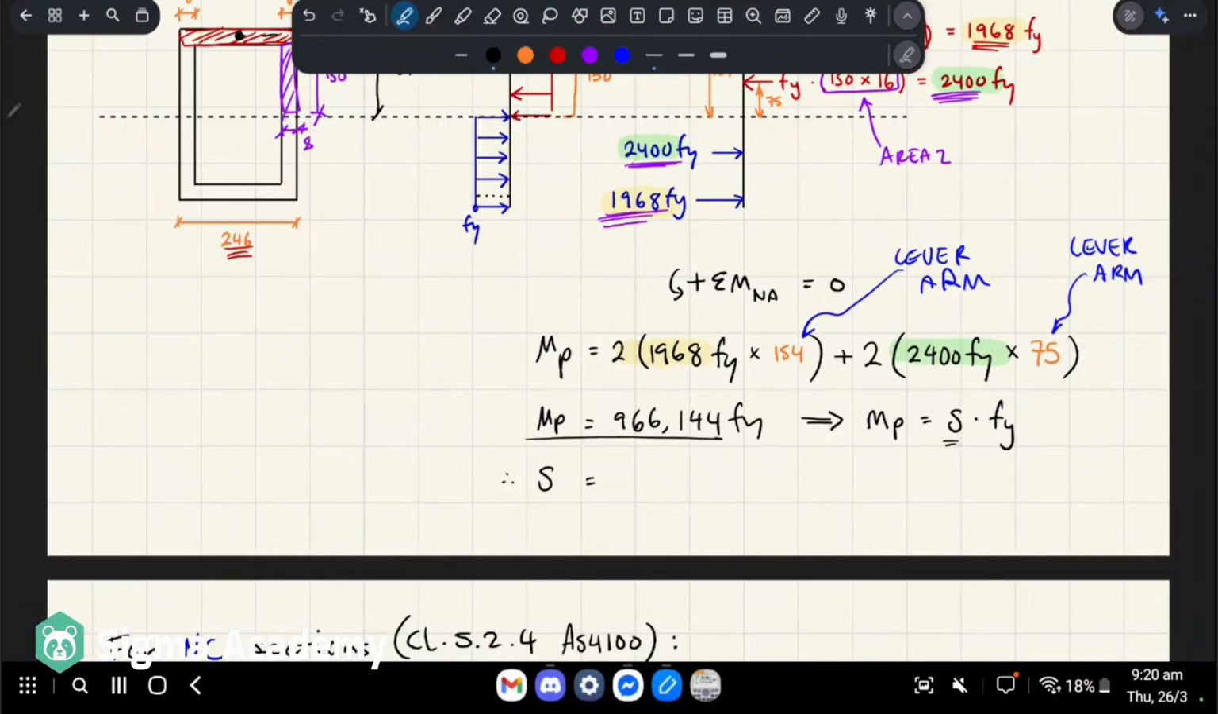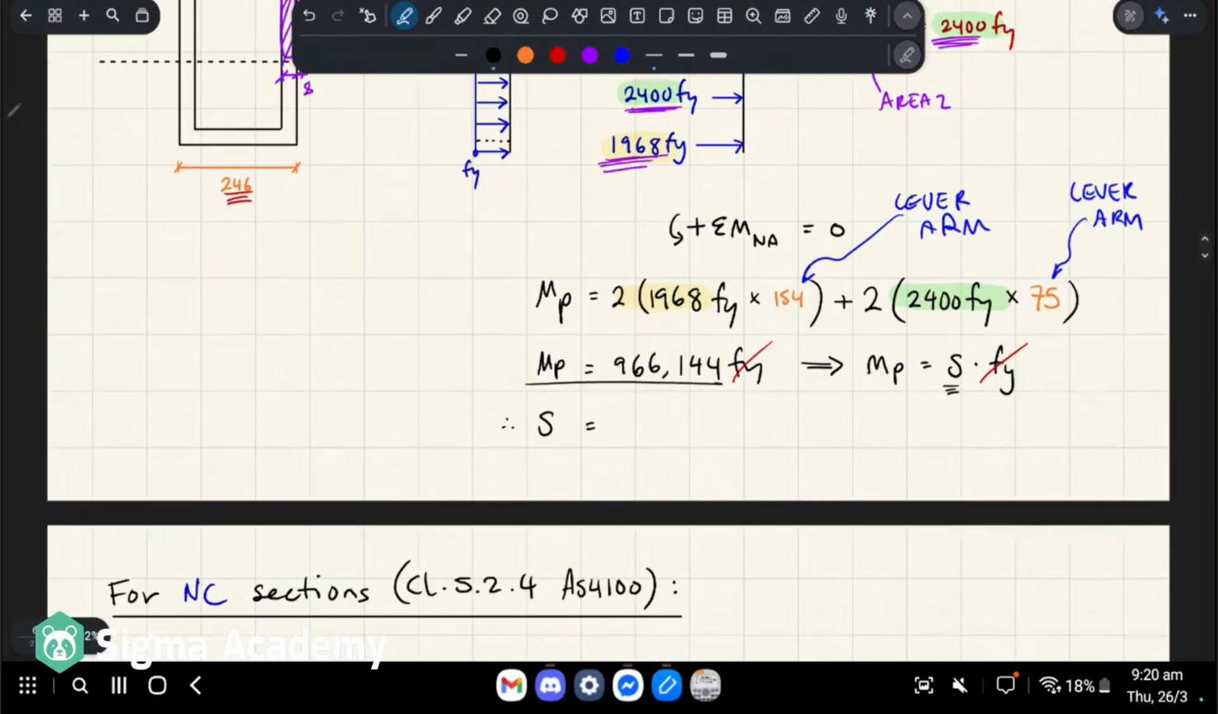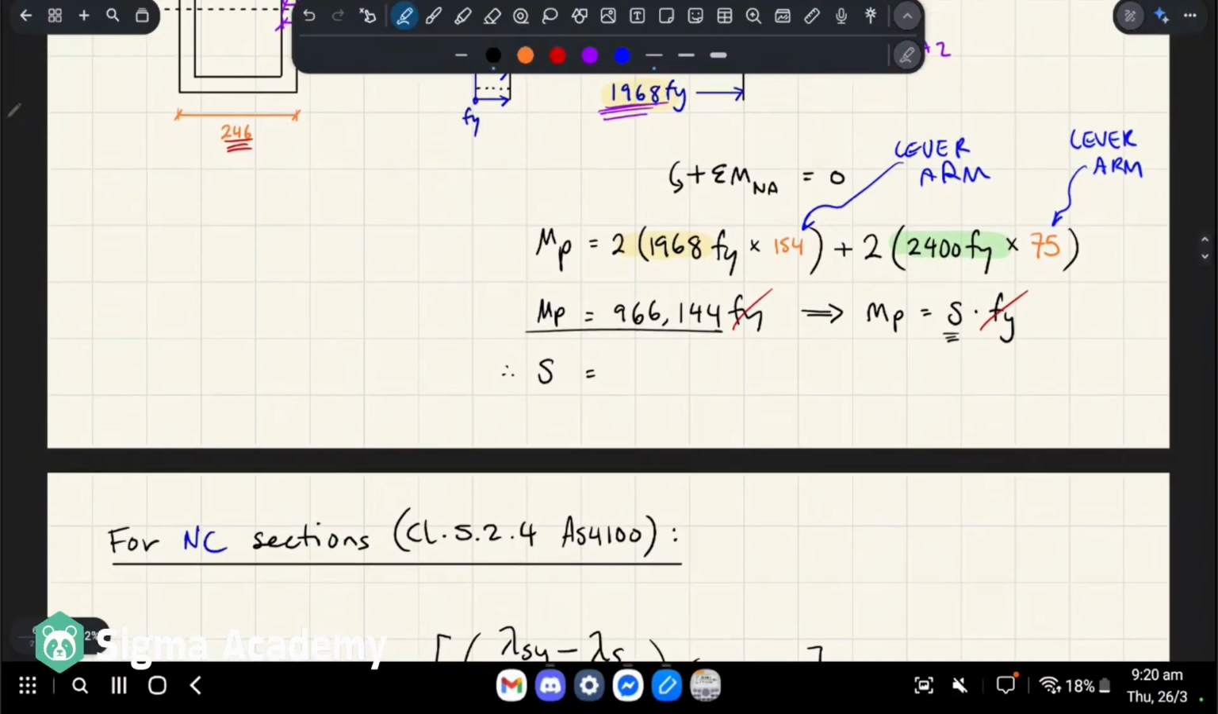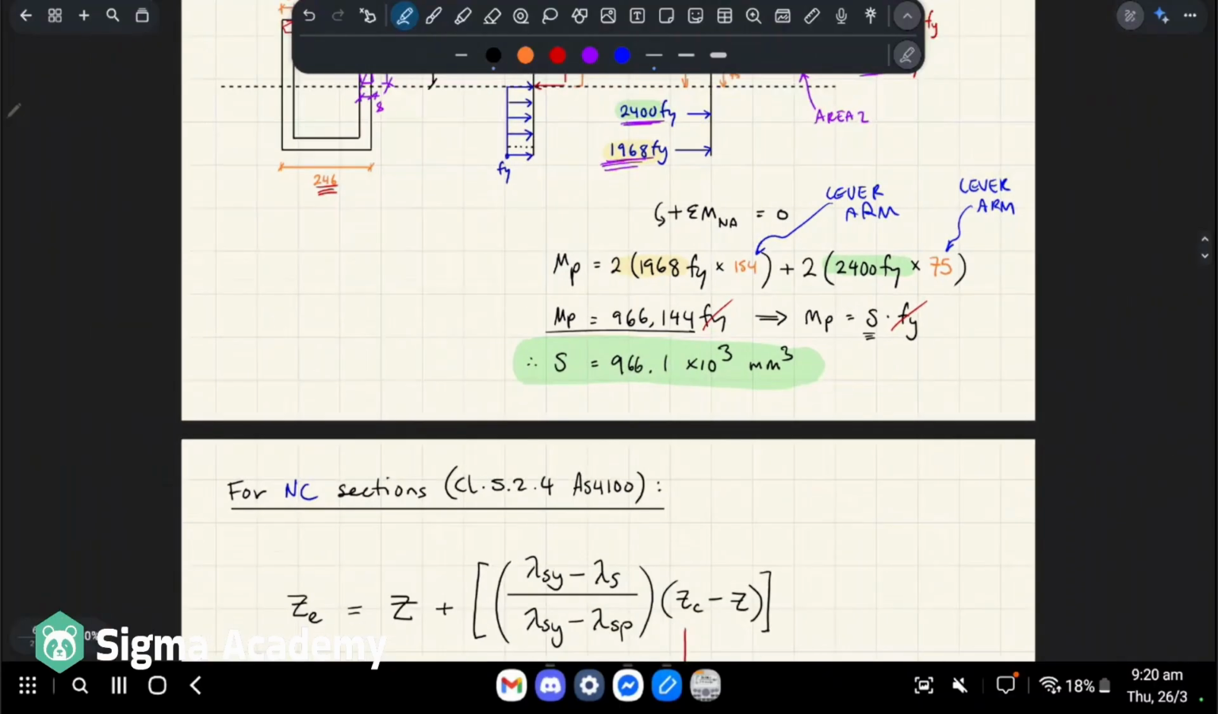Since we're actually looking for S, we can just divide out Fy. So we can find that S is equal to simply this number, basically 966,144. But we're going to word it slightly differently. We'll just do it in terms of 10 to the 3 millimeters cubed. Anyway, that's our value for the plastic section modulus.